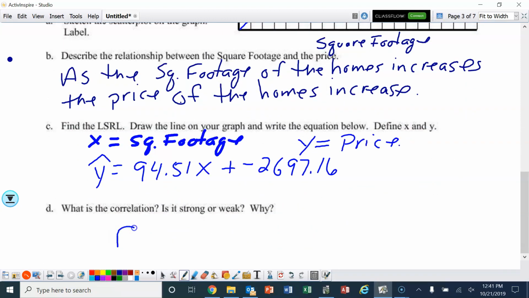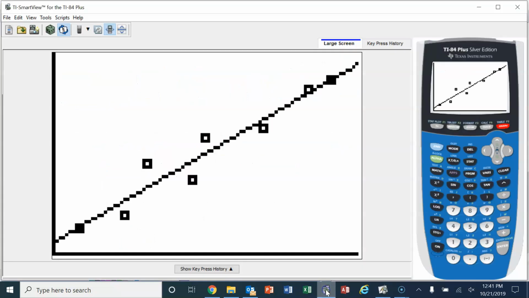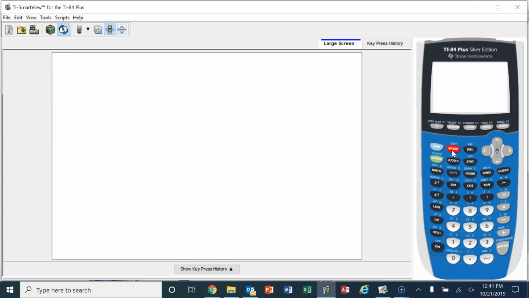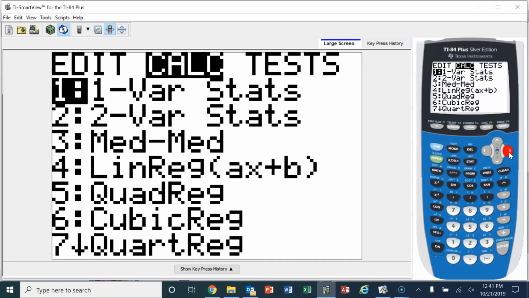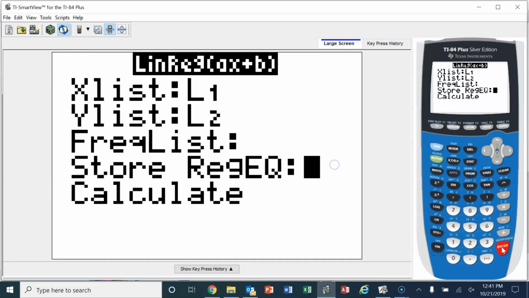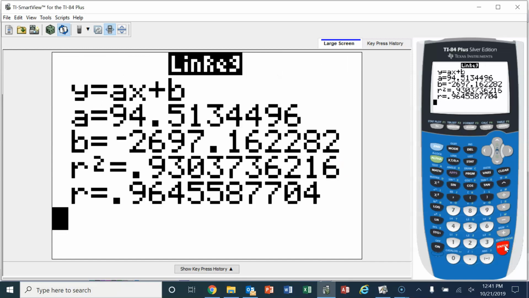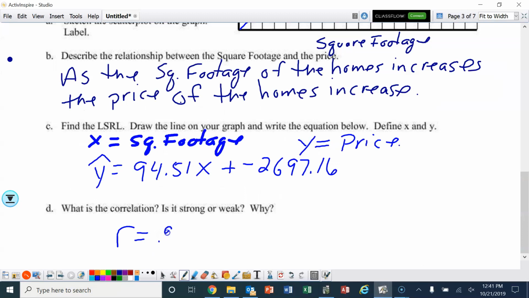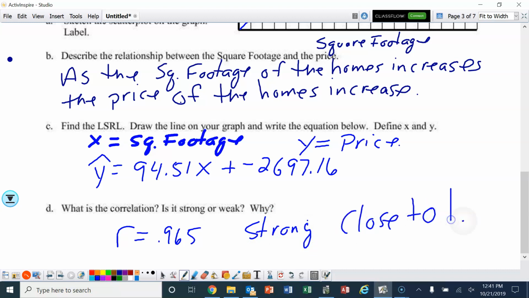Okay, what is the correlation? So looking at the calculator, we see the correlation. Let's go back. Stat, calculate, number 4. 0.965. All right, so 0.965. Strong or weak? Strong. Why? Close to positive 1.